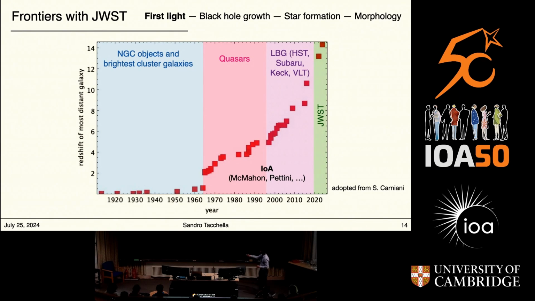You can see here the spectroscopic redshift of the most distant object known. In the 1960s, it was just technology that was still in development, and you can really see this ramp up. Of course, IOE had a key leadership there as well. And now with JWST, we really pushed beyond redshift 10.